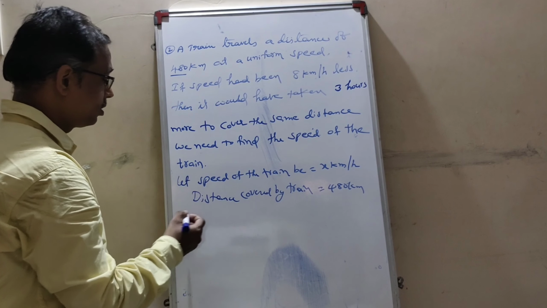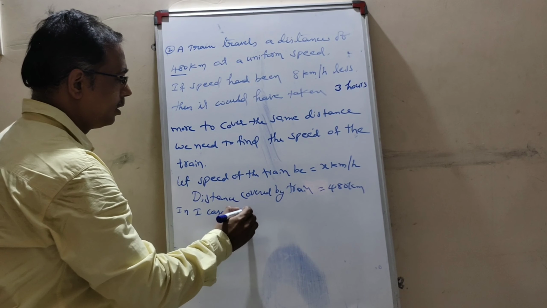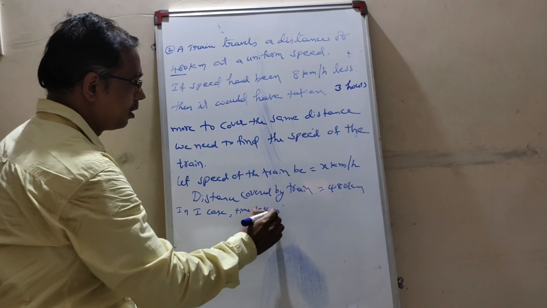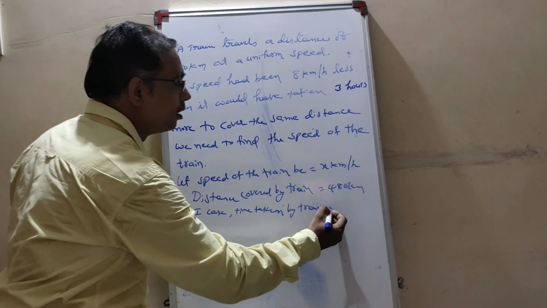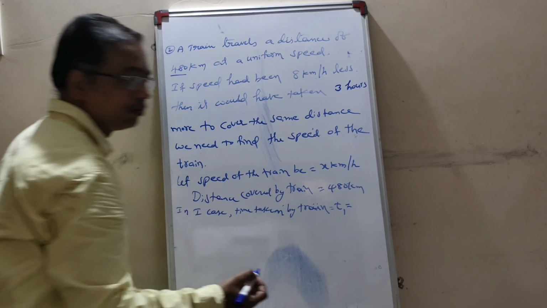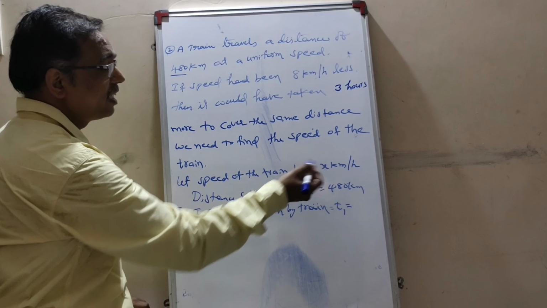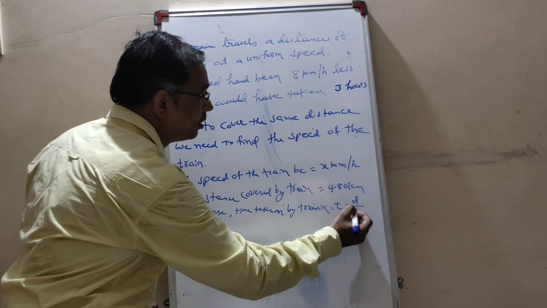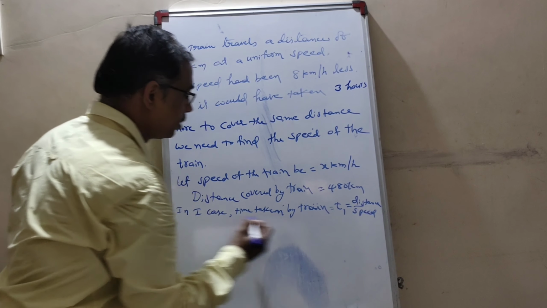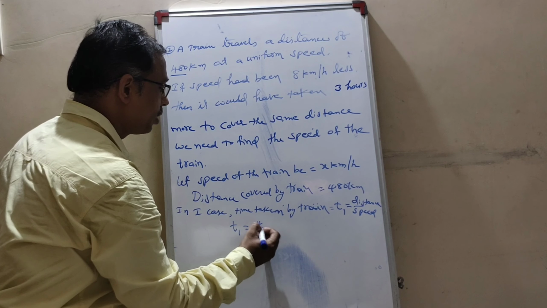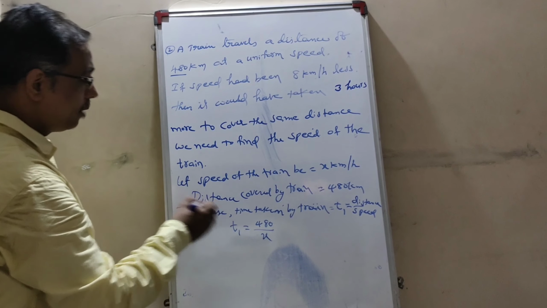Then time taken by the train in the first case, T1. Speed is equal to distance by time, where time is equal to distance by speed. That is, here we can write distance by speed. So then T1 is equal to distance, here 480, and speed is taken as x. This is the time T1 in the first case.